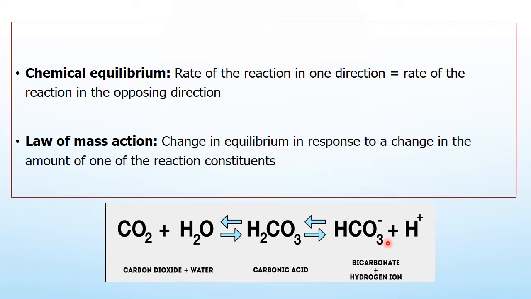The law of mass action is the change in equilibrium in response to a change in the amount of one of the reaction constituents. For example, in acidosis there is increased hydrogen ion concentration in the body. Then there is disturbance in the chemical equilibrium and the reaction shifts towards the left, and increased carbonic acid is formed, which gives an increased amount of carbon dioxide and water, and carbon dioxide is expired out. So this is how our body maintains the pH and maintains equilibrium.